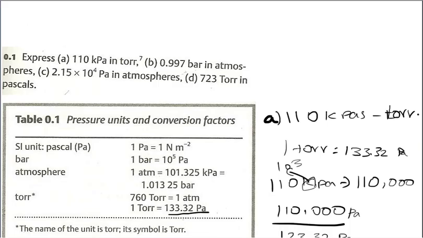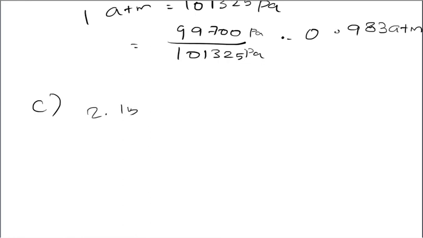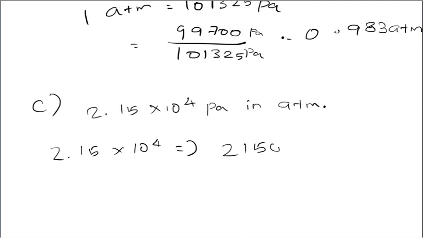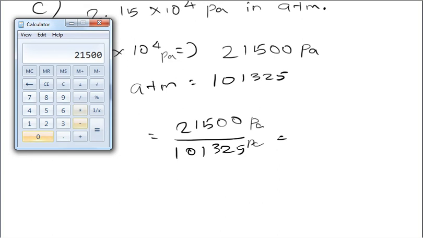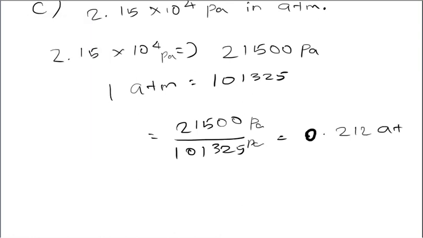So C. What is C? C is 2.15 times 10 to the power 4 pascals in atmosphere. We again need ATM. We're going to expand the decimal: 10 to the power 4 gives 21,500 pascal. We know that 1 ATM is equal to 101,325 pascal, same as the last problem. So 21,500 divided by 101,325, and the pascals cancel, so we're getting ATM. Getting an answer, 0.212 ATM. So we have converted.